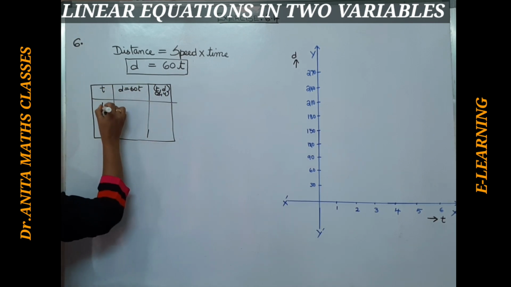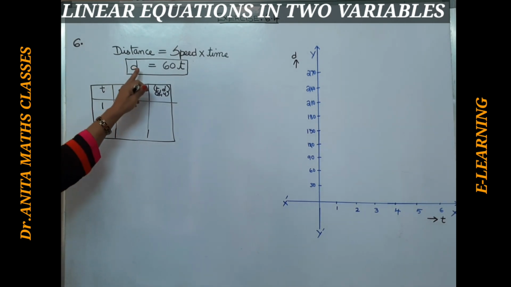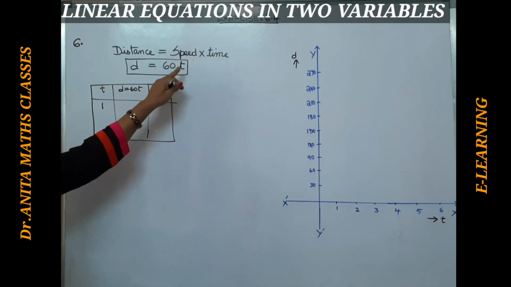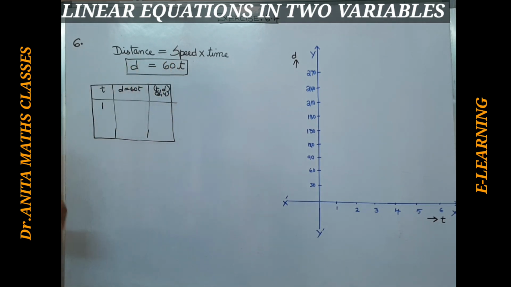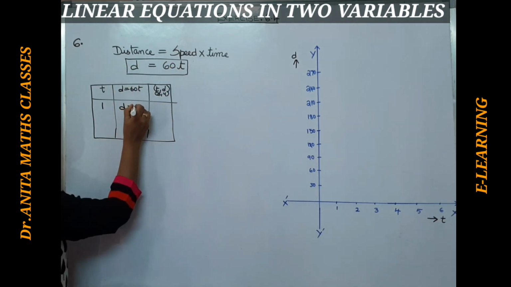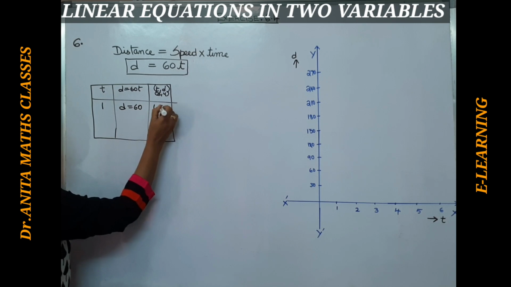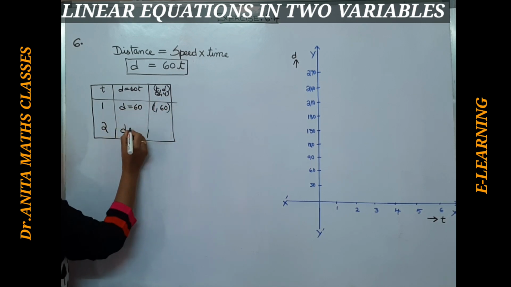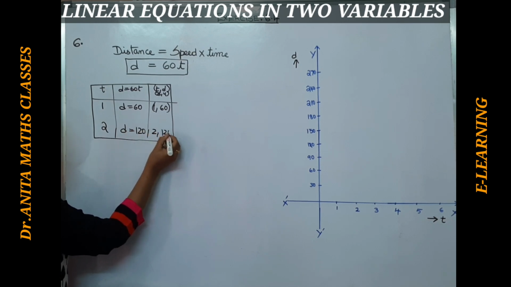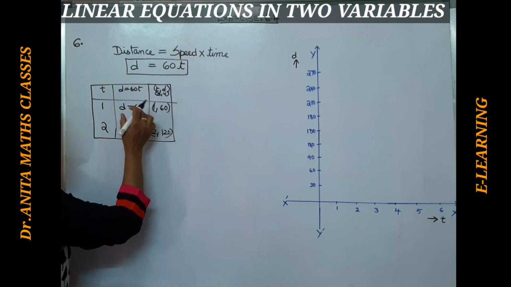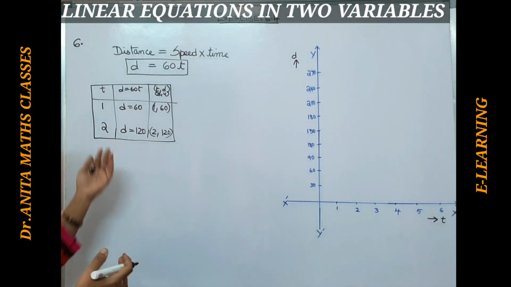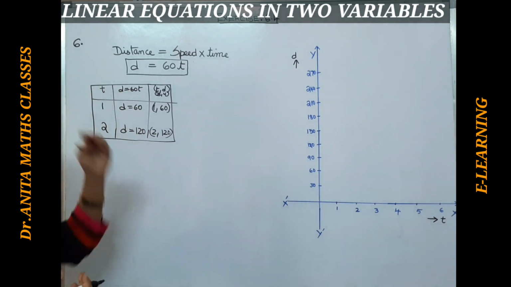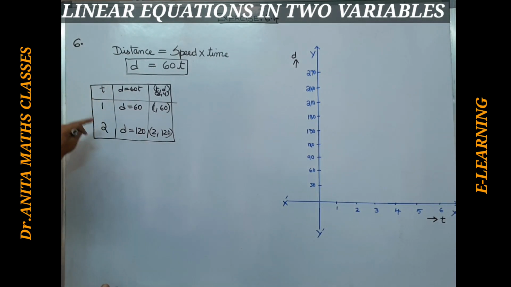So if I take 1 hour, 60 into 1 is 60. So d is equal to 60. So 1 comma 60 is one point. If you take 2 hours, the distance is 60 into 2, that is 120. So for 2, 120. I have taken simpler values because the values are multiplied by 60. If you take 5 and so on, it goes to 300. So simpler values I am taking, 1 and 2 as the time, 1 hour, 2 hours.